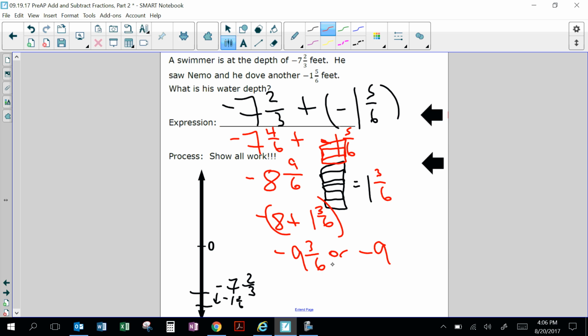Or isn't 3 half of 6? So -9 and 1/2. Again, some of you may look at this and say, I don't know how you came up with that 1 3/6 right here. I am lost. Let's go back again. Can 6 go in 9? One time. 3 is left over. So that's where I got the 1 and 3/6. How many 6s go into 9? One time. 3 left over. 1 and 3/6.